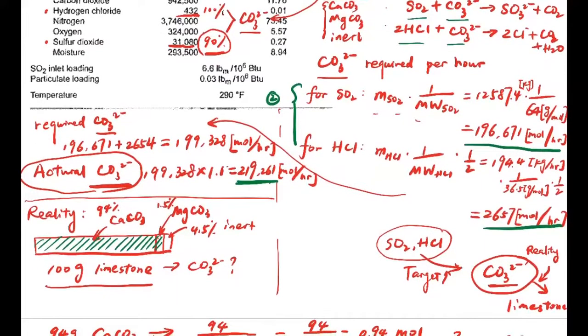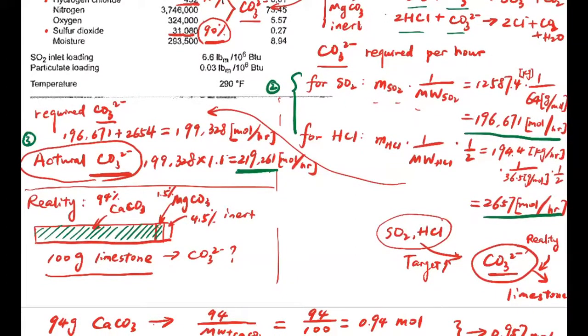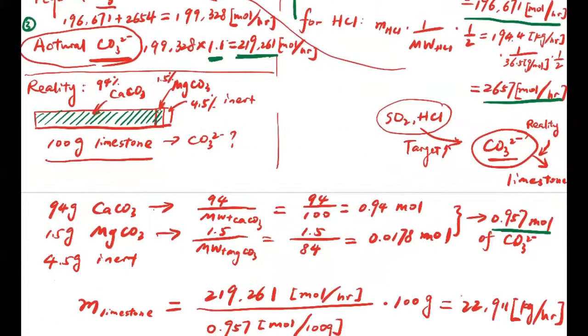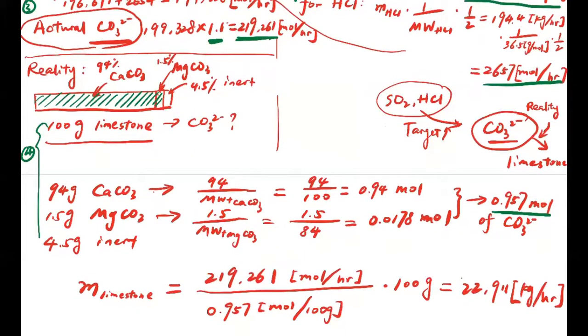And the third step is to calculate the actual carbonate ions it requires, right? We mentioned that it's going to react at 10% more of the limestone, so that's why we multiply that by 1.1, basically, to add this actual limestone. And this is the actual carbonate ions it requires to neutralize the acidic gas, okay? And the fourth step is to find out how many carbonate ions can be provided by the limestone. Here we're using an example, 100 grams of limestone.